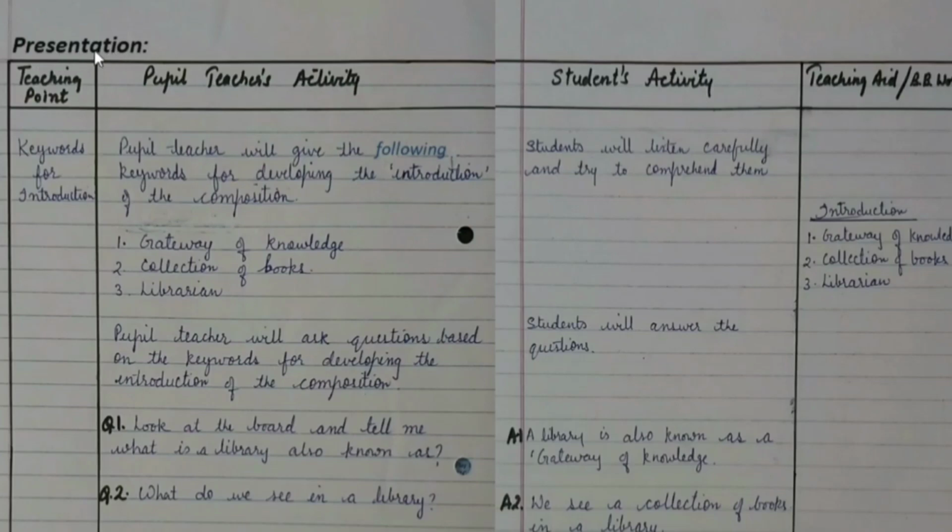Then the next heading will be presentation. Here we'll need 2 punch sheets together as usual. We'll make 2 columns on the left punch sheet and 2 on the right punch sheet. The first heading on the left punch sheet will be teaching point and next heading will be pupil teacher's activity. The first heading on the right punch sheet will be students activity and the second heading will be teaching aid/blackboard work. Some people make 1 more column for writing the method used before the column of teaching aid/blackboard work. But it's not necessary to make it.